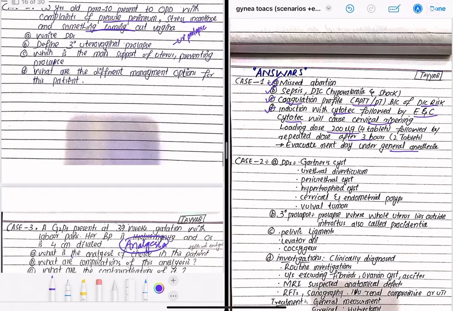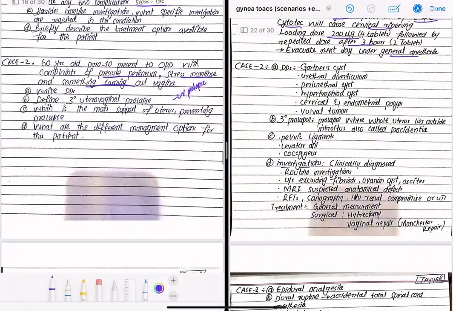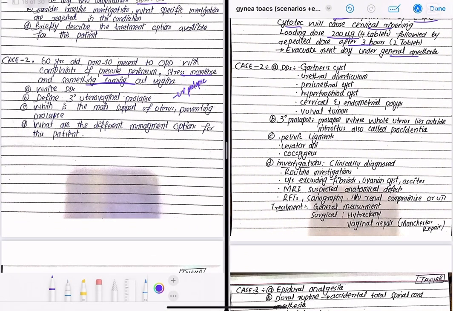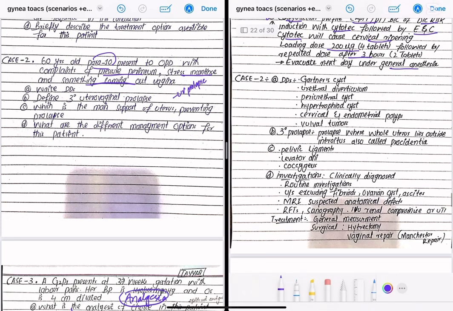Now the second scenario is that a 60 years old para 10 presents to OPD with complaints of pressure in the perineum. Para 10 means she has had a lot of pregnancies, with stress incontinence and something coming out of the vagina. So what are the differential diagnoses? These are Gartner cyst, urethral diverticulum, periurethral cyst, hypertrophic cyst, cervical and endometrial polyps, and vulval tumors. These are the differential diagnoses.